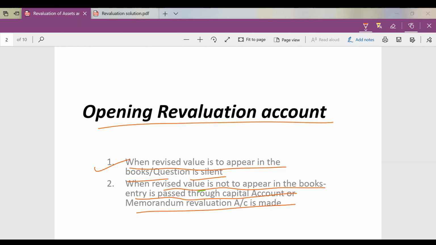Through the capital account, what happens? You roughly calculate the revaluation profit or loss, right? By adding and subtracting various things, like profit is put as a positive value, loss as a negative, and then you get the profit if your answer is positive. Then the entry would be through partners' capital accounts, that is gaining partner to sacrificing partner. The gaining partner will be giving something to the sacrificing partner.